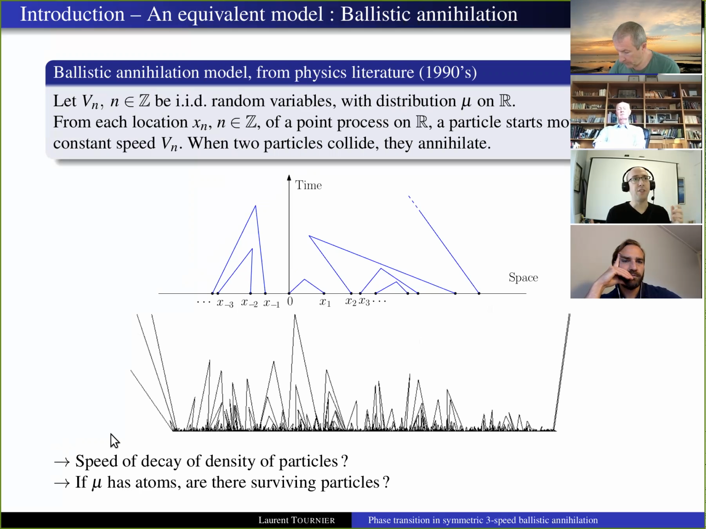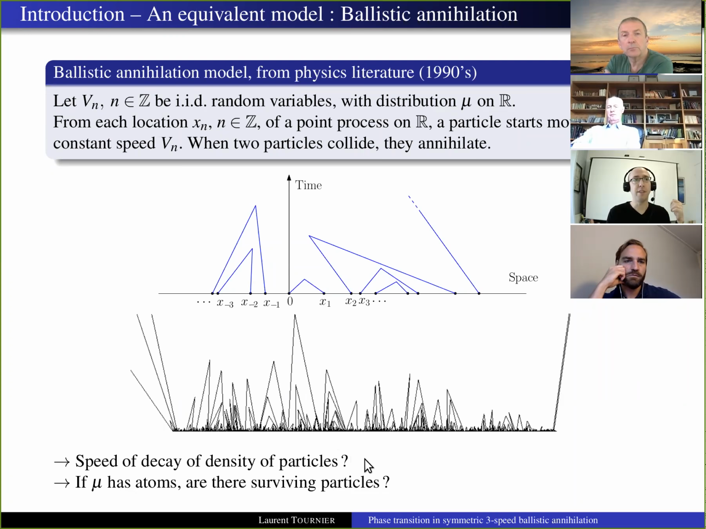If you look at a finite configuration, you have this kind of behavior here. What is of interest to physicists, since this model was started in the 1990s, was in particular the speed of decay of the density of particles. In this case, if you take mu to be a continuous distribution, then there is no way that there are survivors, because on the whole line, if you had one survivor, then by ergodicity, you would have not one, but infinitely many survivors. And unless they all have the same velocity, this would eventually end up in collisions. So if you take a continuous distribution of velocities, like uniform on [-1, 1], then you don't have any survivor, but you can still wonder about the decay of density of particles.